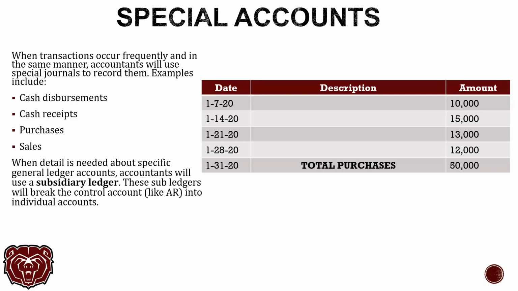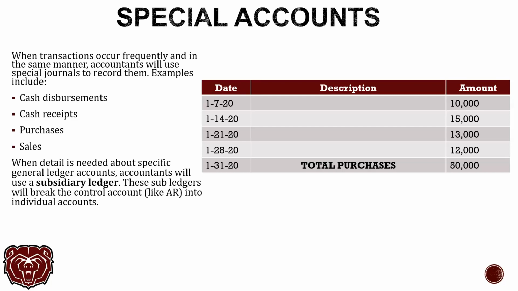So some examples of that would be like cash disbursements, or you're dispersing cash pretty frequently, cash receipts, right? That's not like what you guys think of as a receipt, but when we say receipt in accounting, it means that we've gotten something, right? So a cash receipt would be us receiving cash. Purchases and sales, those are all kinds of special accounts, right?